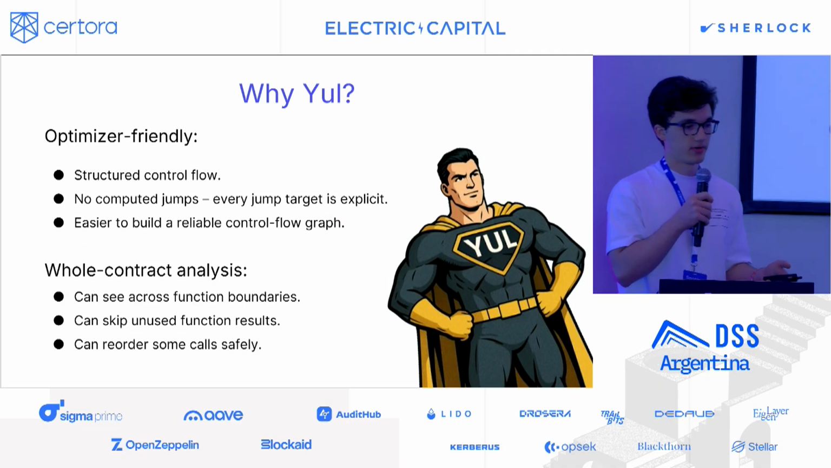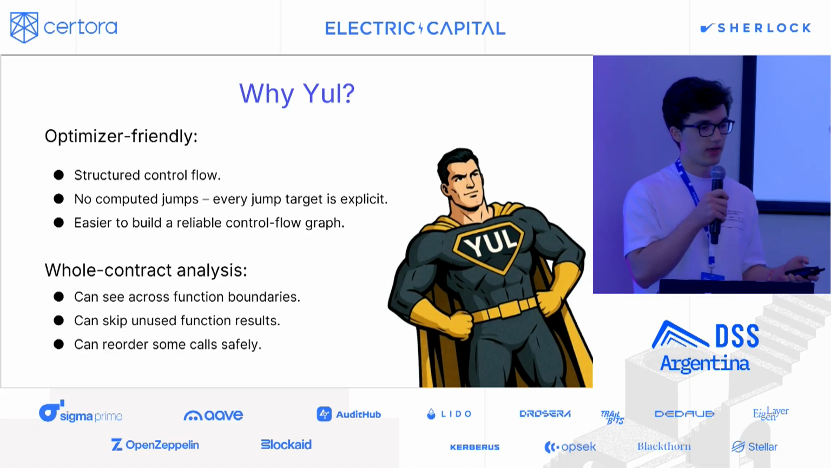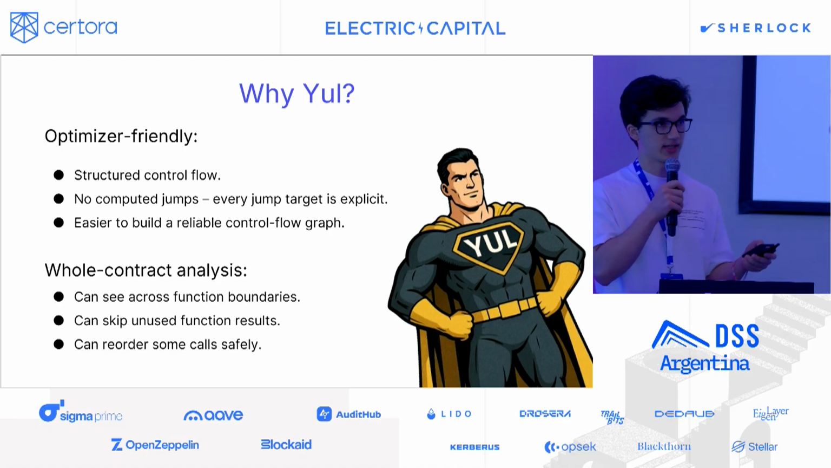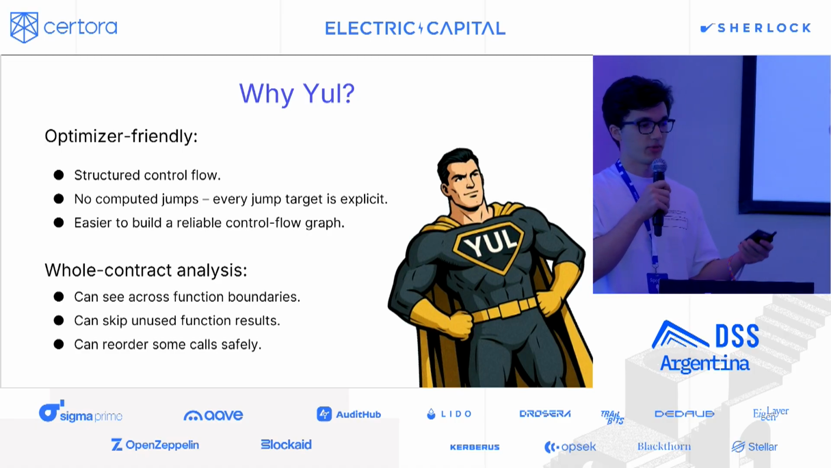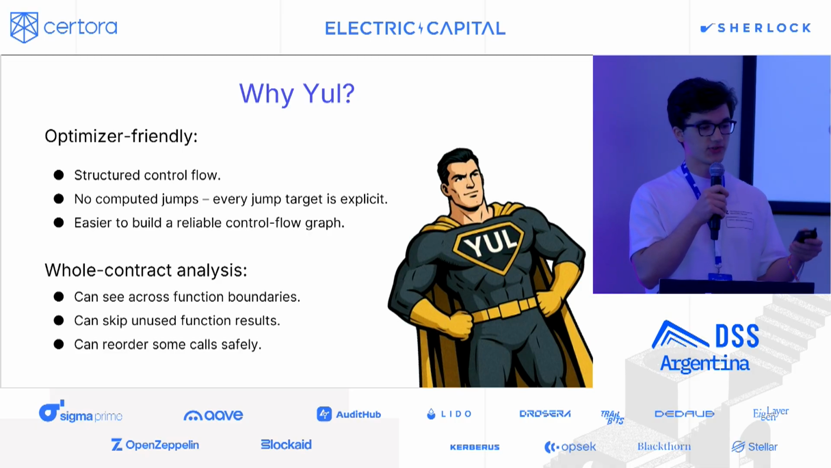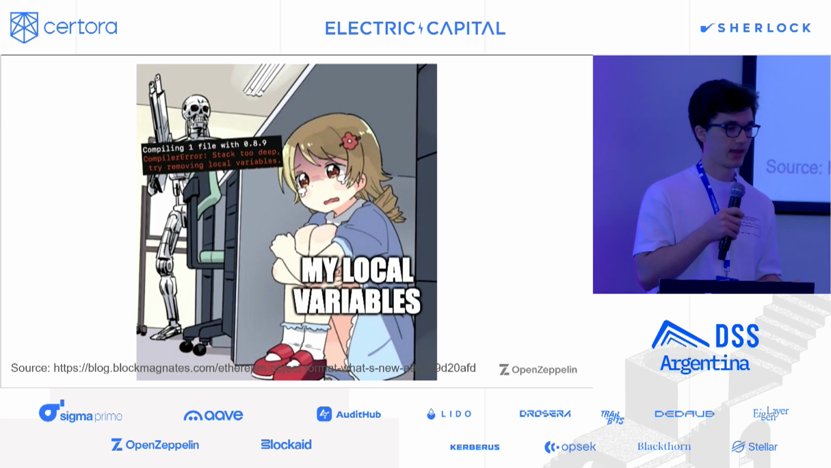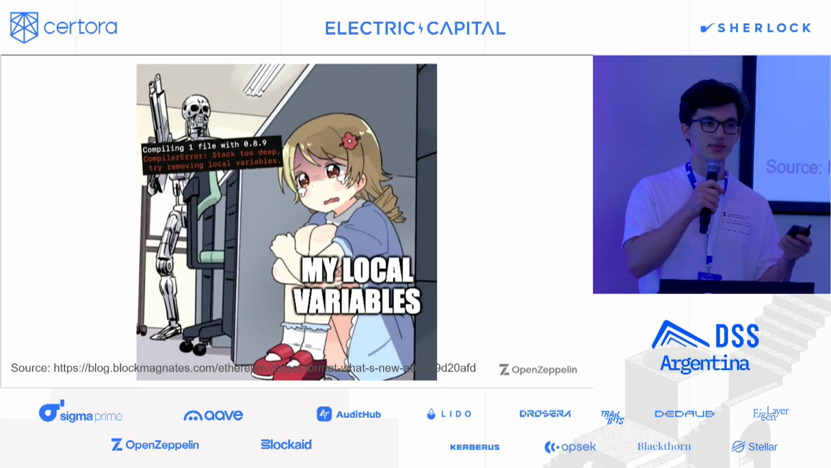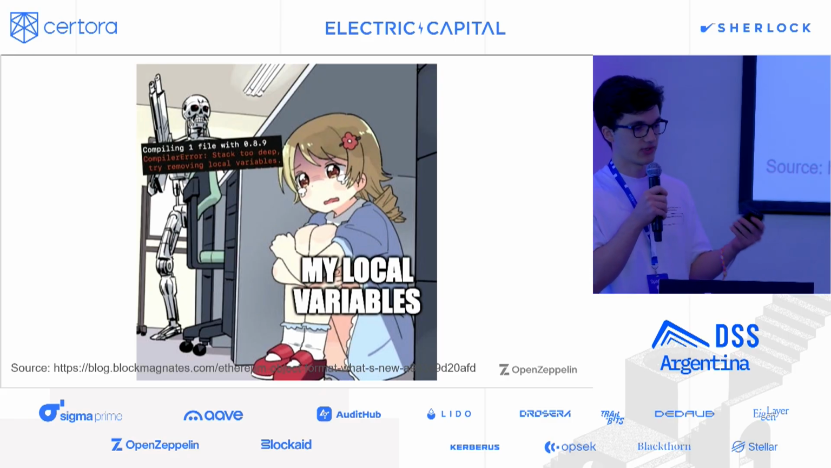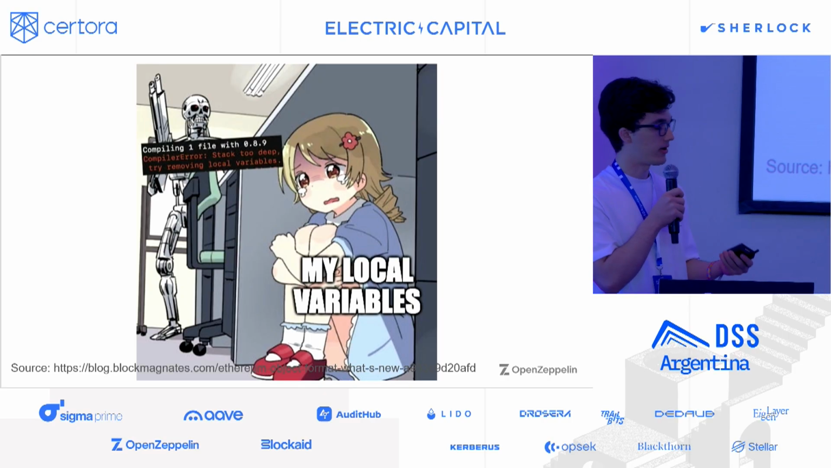Why does this matter? Because Yul is optimizer friendly. It has structured control flow and explicit jump targets, which makes it much easier to analyze than raw bytecode. It enables whole-contract optimization across functions and call sites, not just local peephole tricks. And as a very practical benefit, the via-IR pipeline can automatically spill your local variables into memory, which is why you see stack-too-deep errors far less often with via-IR.